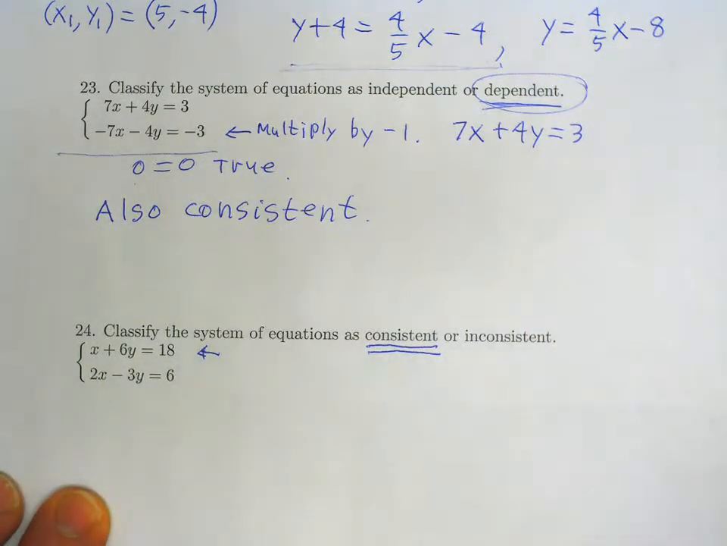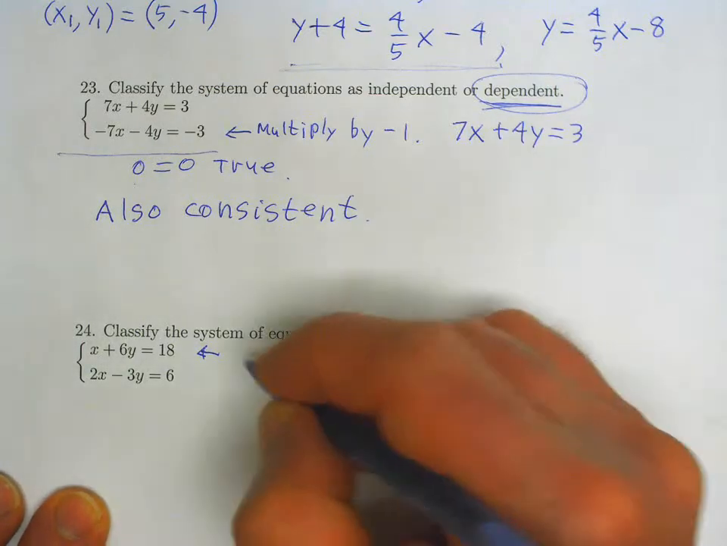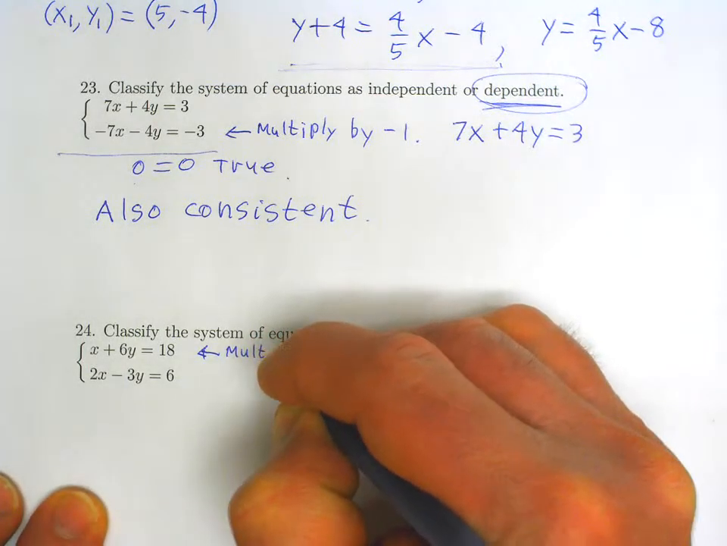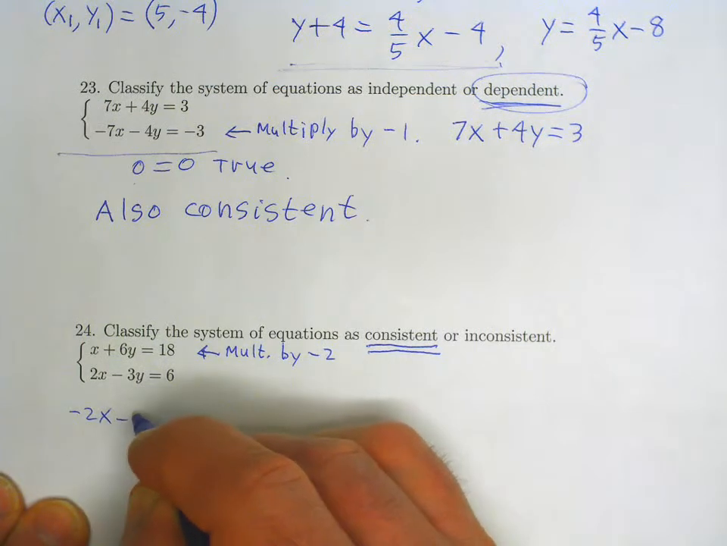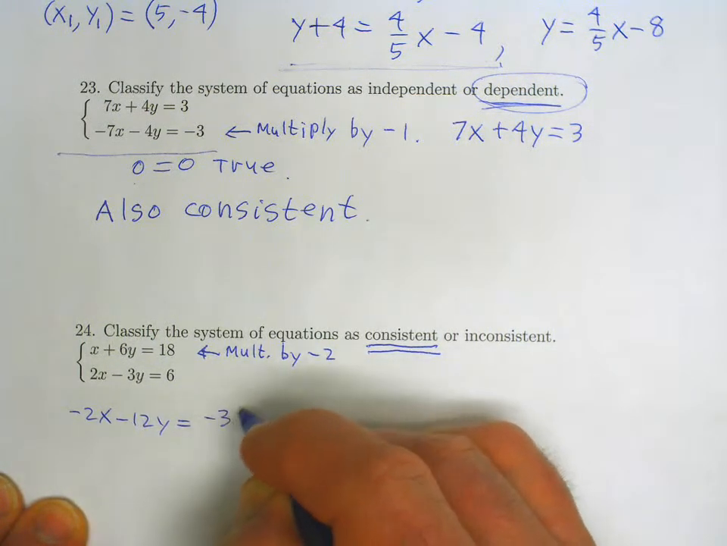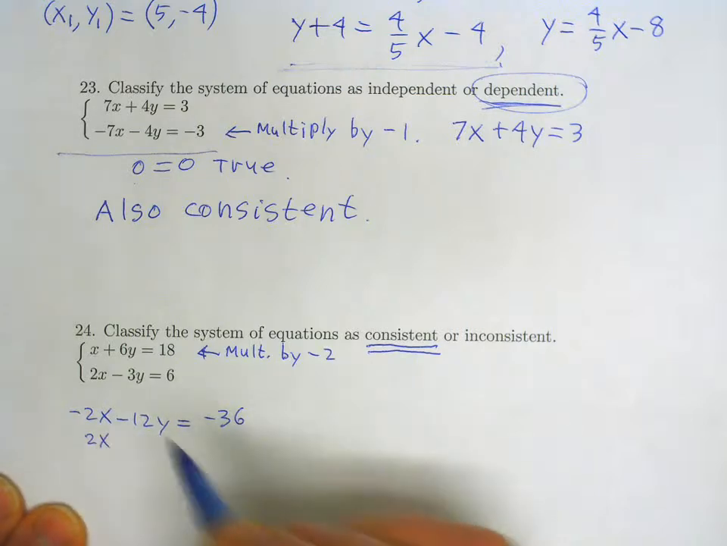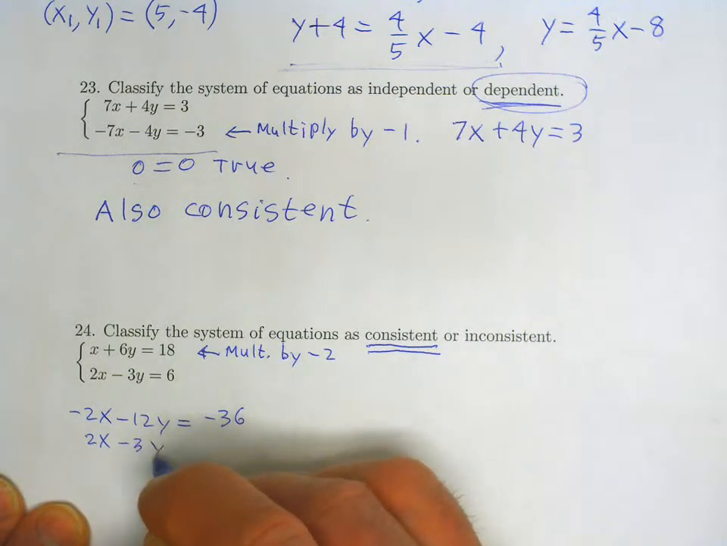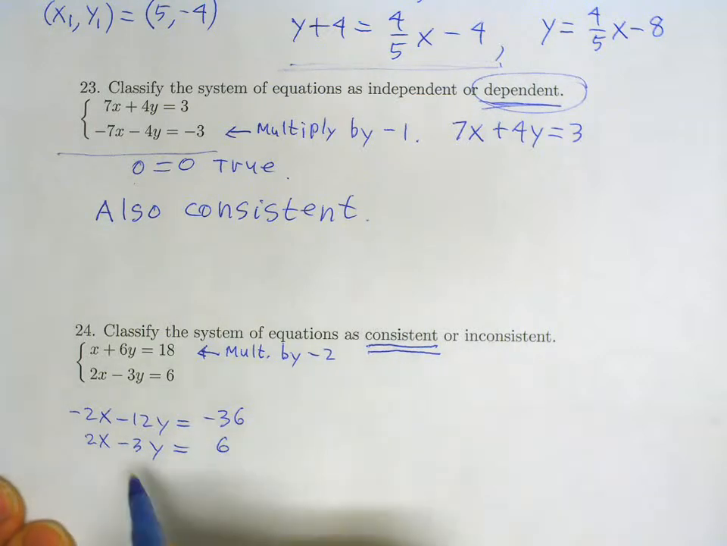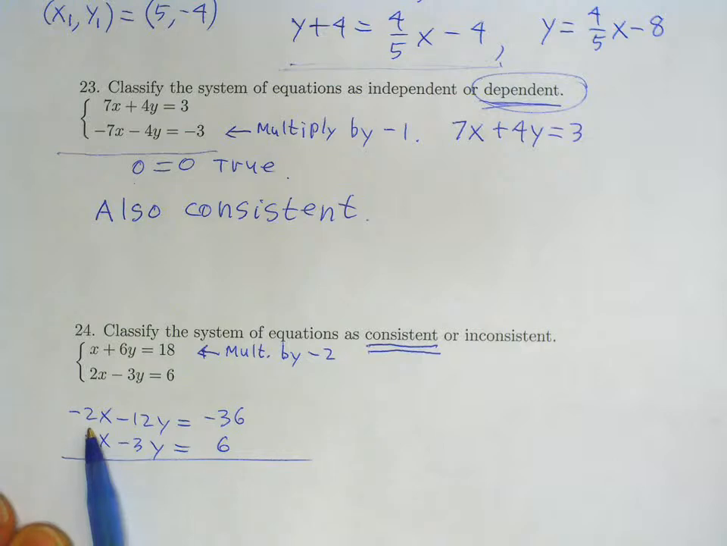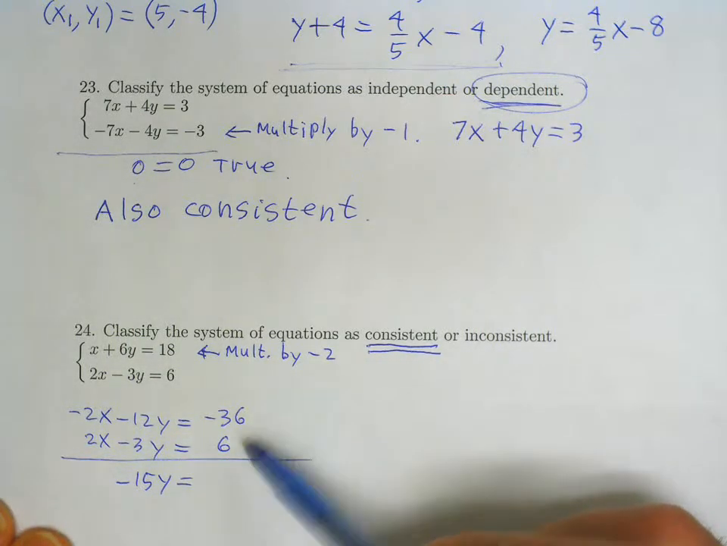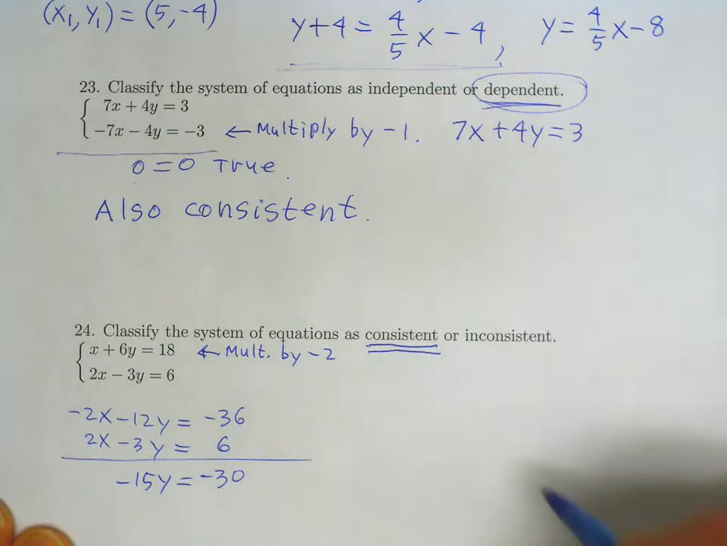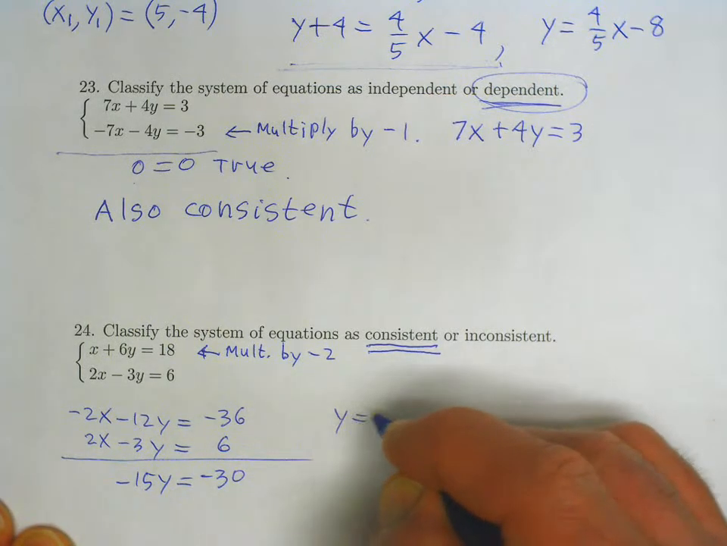Multiply every term on both sides of the top equation by -2. I'll just write multiply by -2. And we get -2x minus 12y equals -36. And then I'll leave the bottom equation the same: 2x minus 3y equals 6. So when we add these two equations, the variable x is eliminated. -12y plus -3y is -15y. And -36 plus 6 is -30. Divide both sides by -15, we get y equals 2.